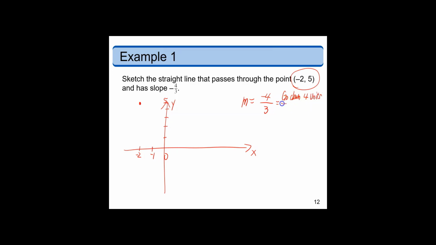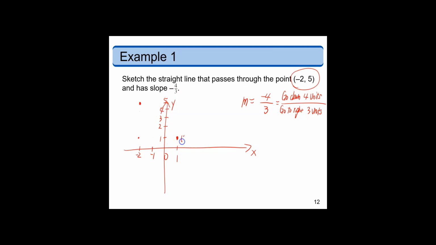And +3 on the bottom indicates it will go to the right 3 units. So go down 4 units. So from 5, you follow down 1, 2, 3, 4, go here, and go to the right 1, 2, stop here. So we get a second point right here, and the second point turned out to be (1, 1).